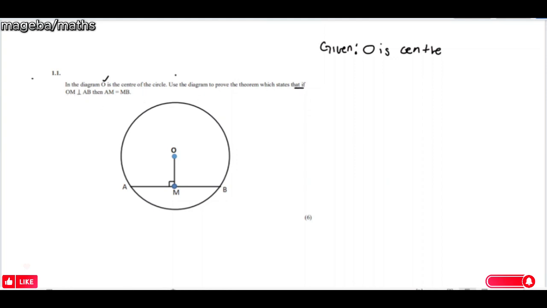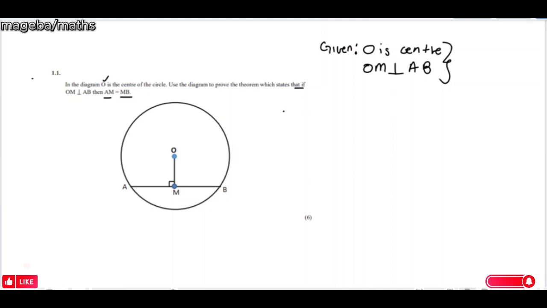OM is perpendicular to AB. So another thing that is being given, I'm being given that OM is perpendicular to AB. There are two things that I'm being given. This is one of my givens. And then that AM is equal to MB.